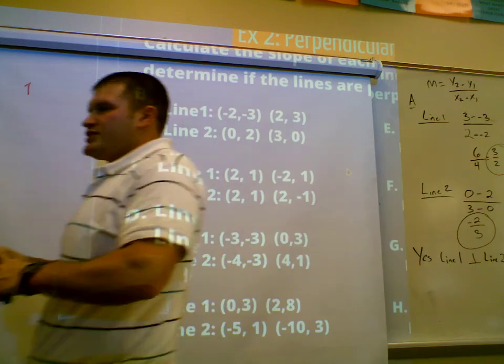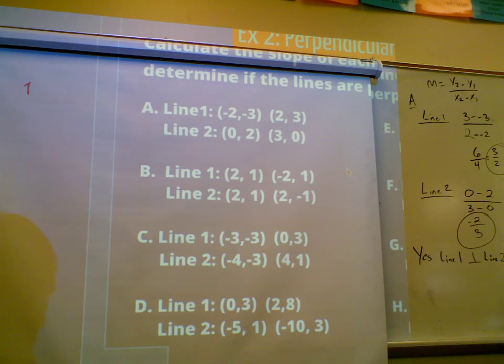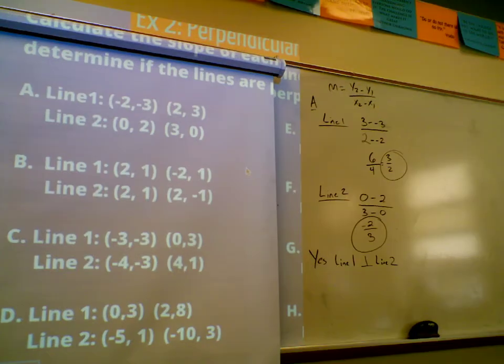Does that make sense? Any questions about that? Okay. I would like you guys to try B. Figure out if B has two perpendicular lines, line 1 and line 2.